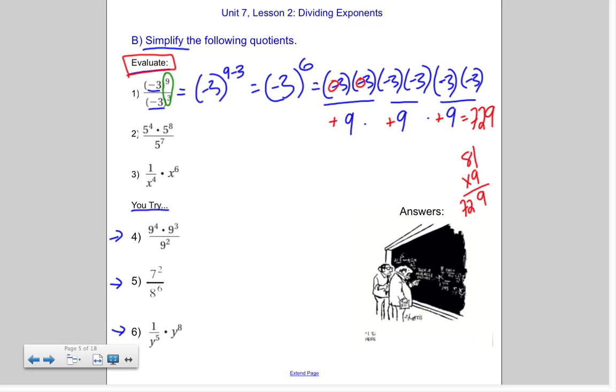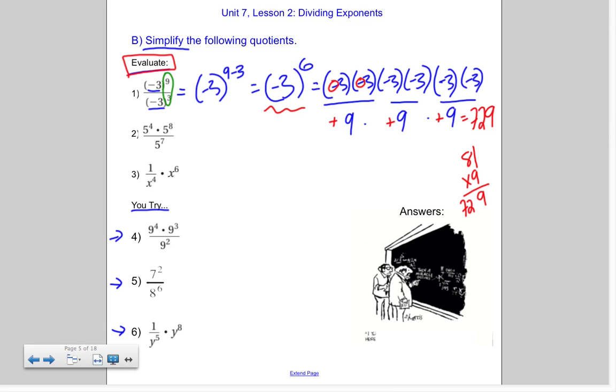If the problem says to evaluate, it means you're actually writing out the multiplications and figuring out a numerical answer to end. Clearly, we're not going to really be able to do that here because we're given variables instead of numbers themselves, but that's what we're looking for when it says evaluate. If it just says simplify, then you can leave it. We could have left it like this if it just says simplify.